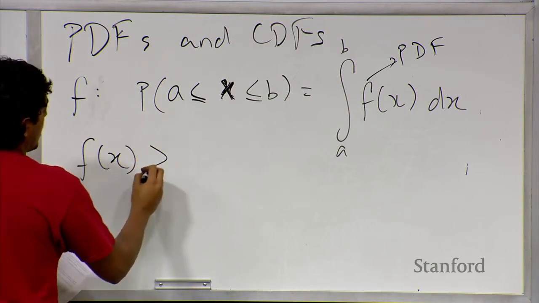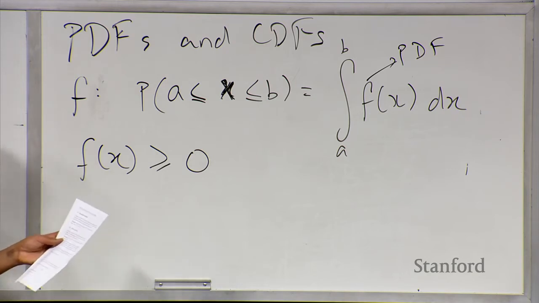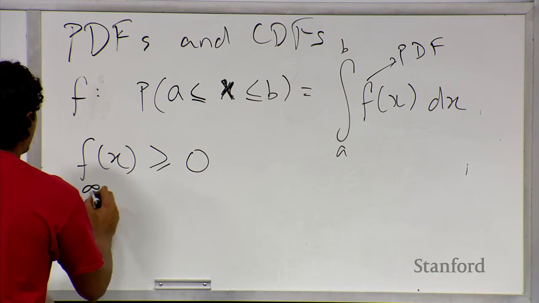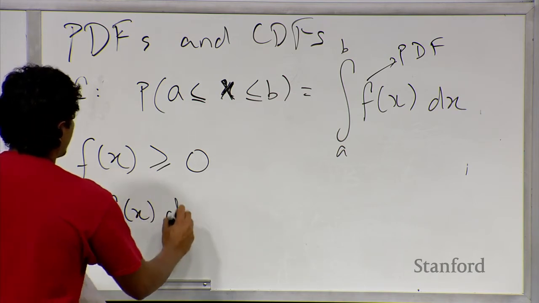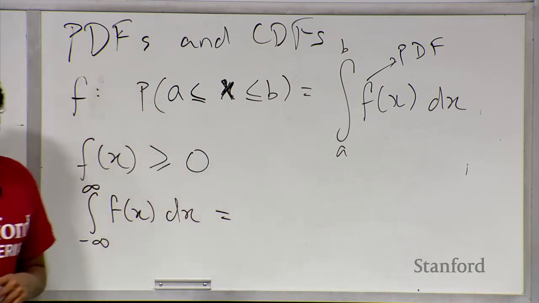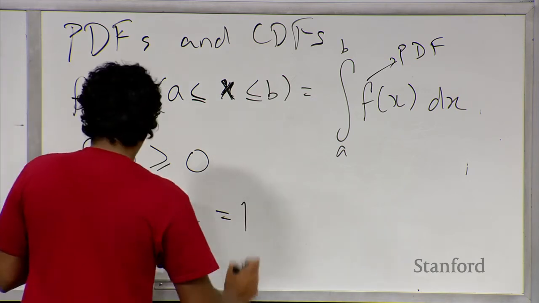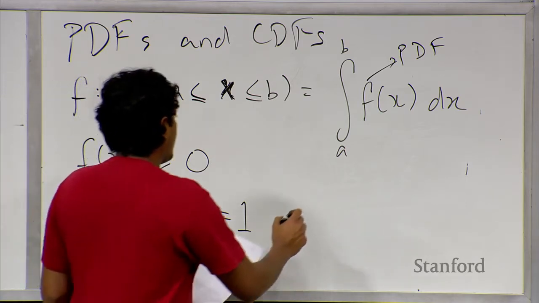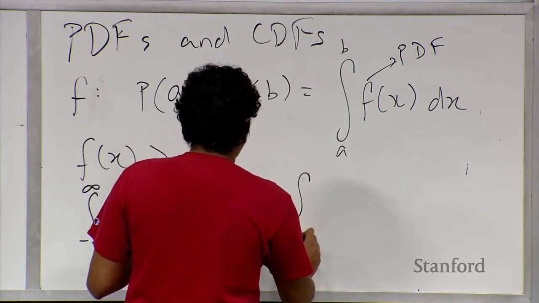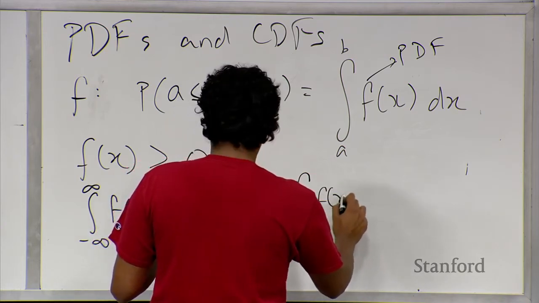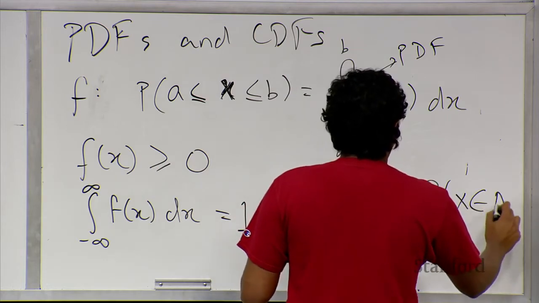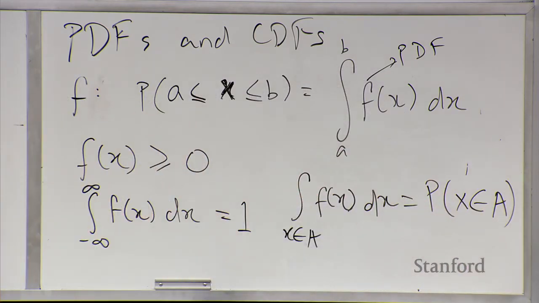So first, f of x must always be greater than or equal to 0 for any x. The integral from minus infinity to plus infinity of f of x dx would be, what would it be? 1. And for any set A, the integral over A of f of x dx would be the probability that x belongs to A. All right? So this is the probability density function.